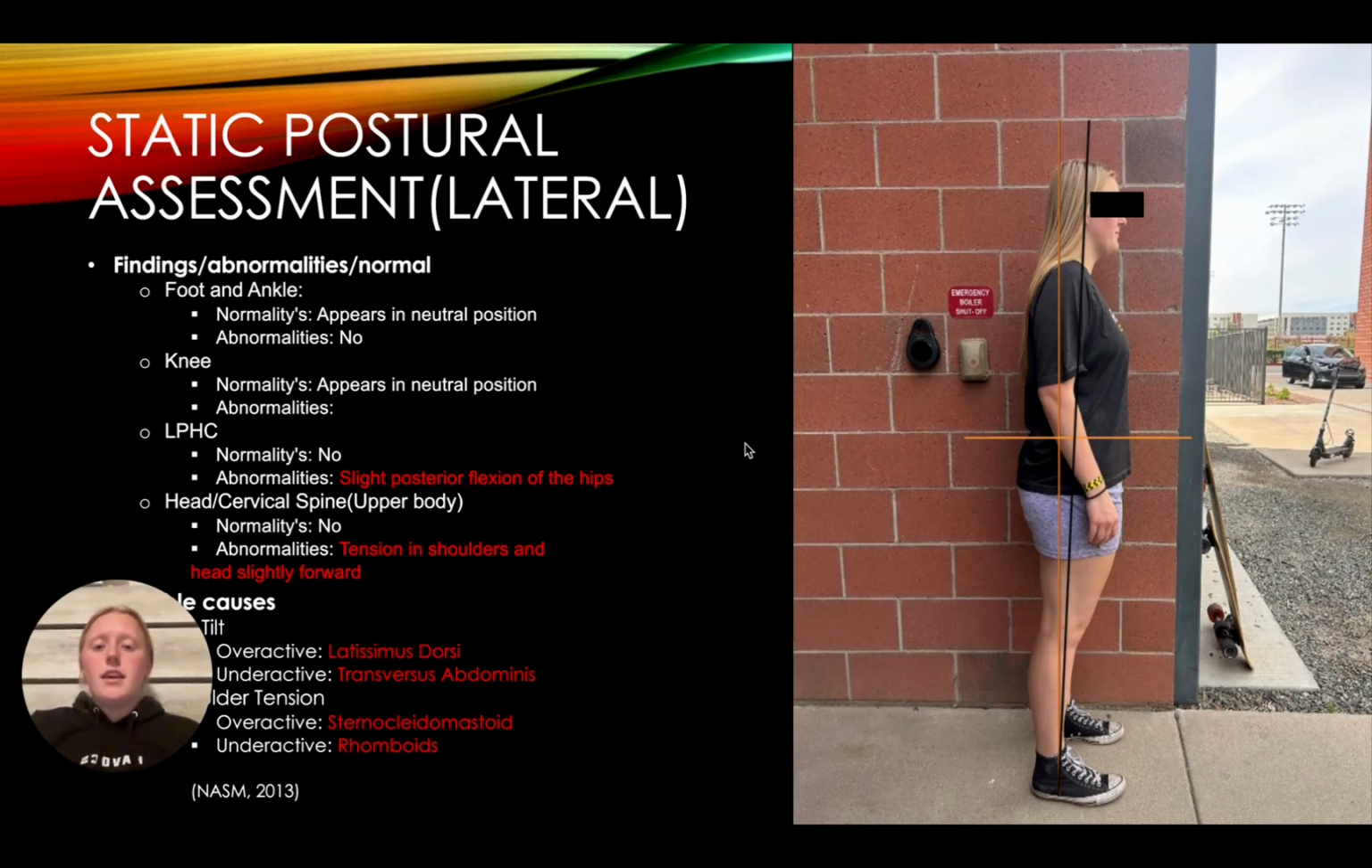Possible causes of the hip tilt not being in correct alignment would be from an overactive latissimus dorsi and or an underactive transverse abdominis. Possible causes of shoulder tension are an overactive sternocleidomastoid and or an underactive rhomboid. Last thing we can notice is that the alignment of the body above the ankles is not aligned with the ankles. There's a slight forward lean, which can be due to the same overactive and underactive muscles that affect the hip tilt. So here's the next slide.